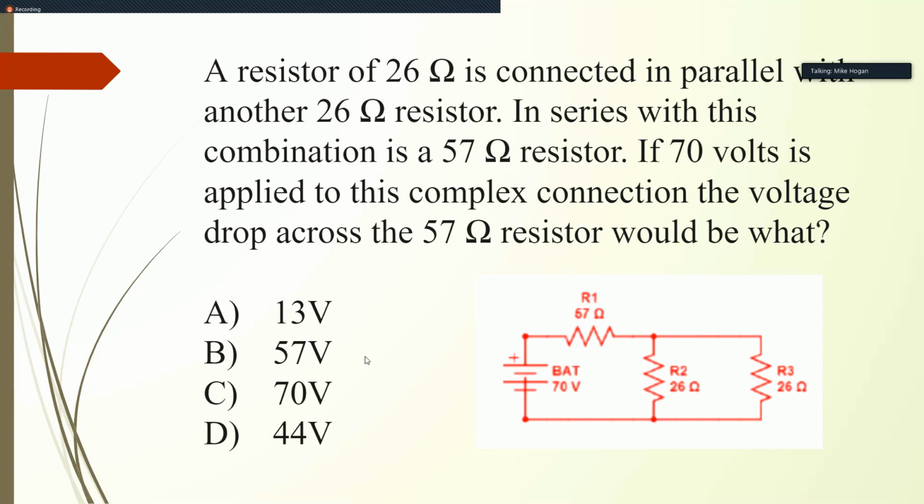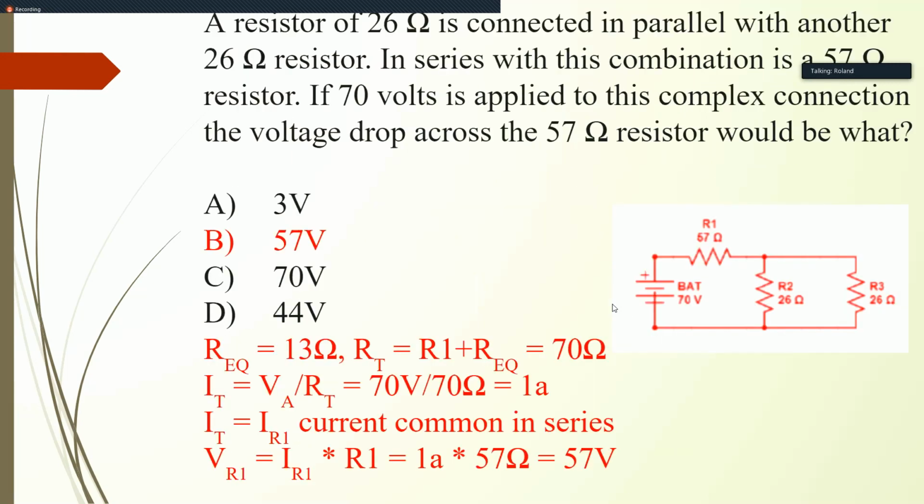Everybody see how we got to 57 volts for the voltage across R1? Any questions about that? Okay. What was that question?